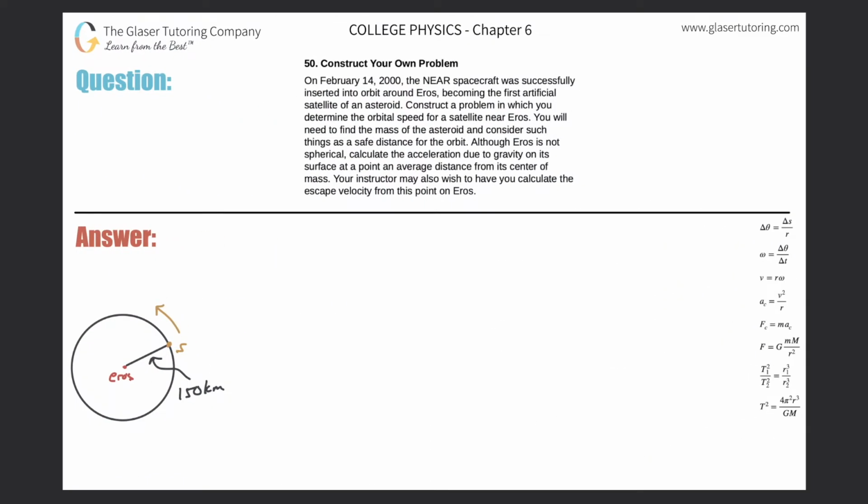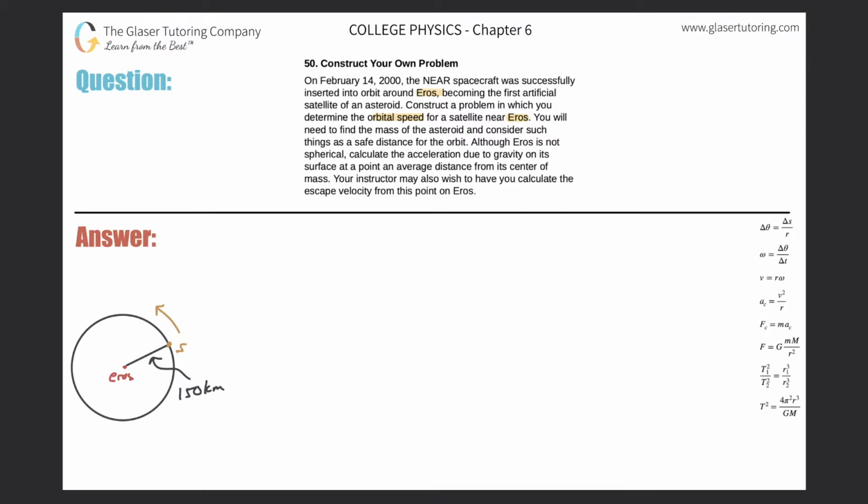Number 50, construct your own problem. On February 14, 2000, the NEAR spacecraft was successfully inserted into orbit around Eros, becoming the first artificial satellite of an asteroid. Construct a problem in which you determine the orbital speed for a satellite near Eros.